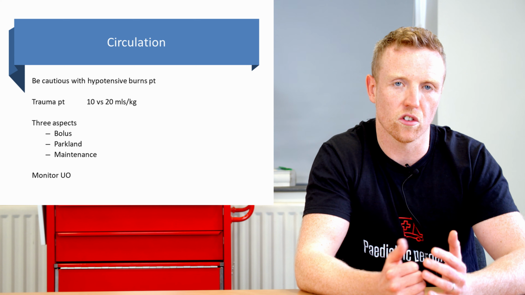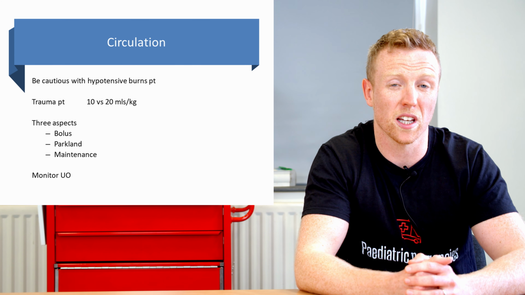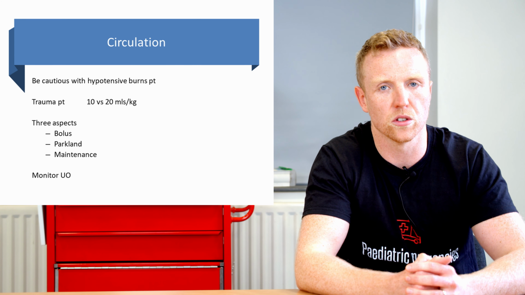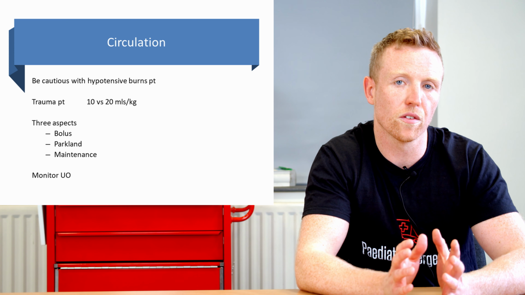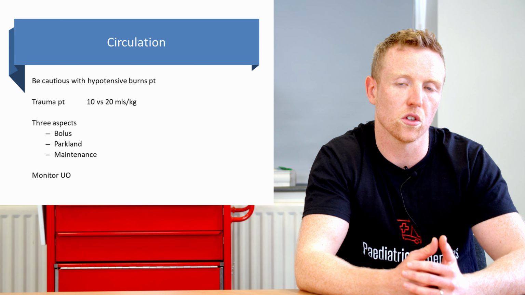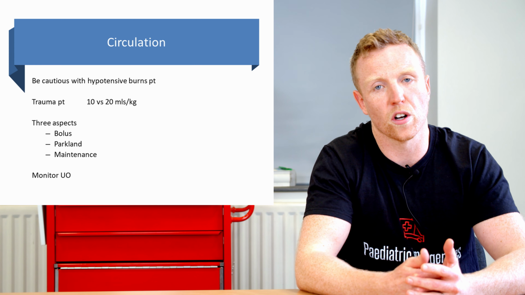And if it's your more traditional burns, you may think of using 20 mils per kilo. I rarely use 20 anymore. I normally just use 10 mil aliquots and reassess. For the fluid management, you need to think about your use of boluses, you need to think about the Parkland formula and also your maintenance fluids, and monitor the urine output.